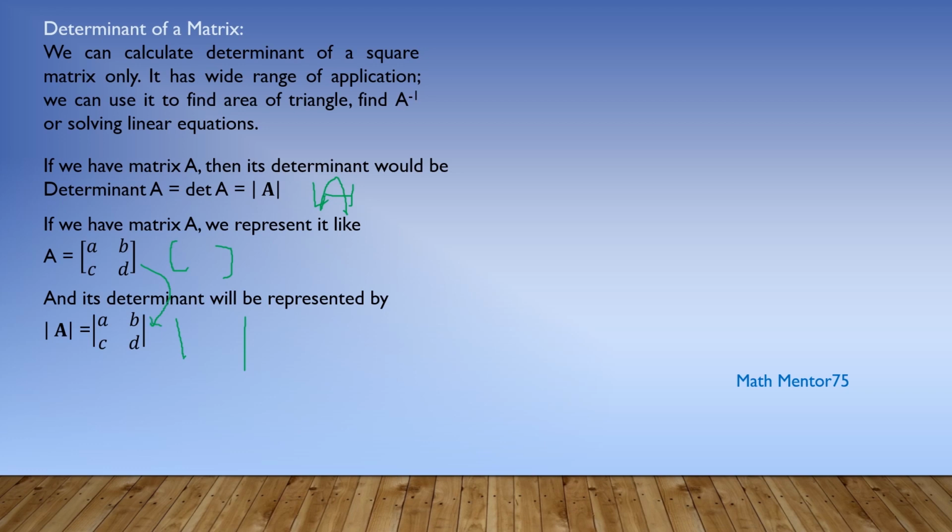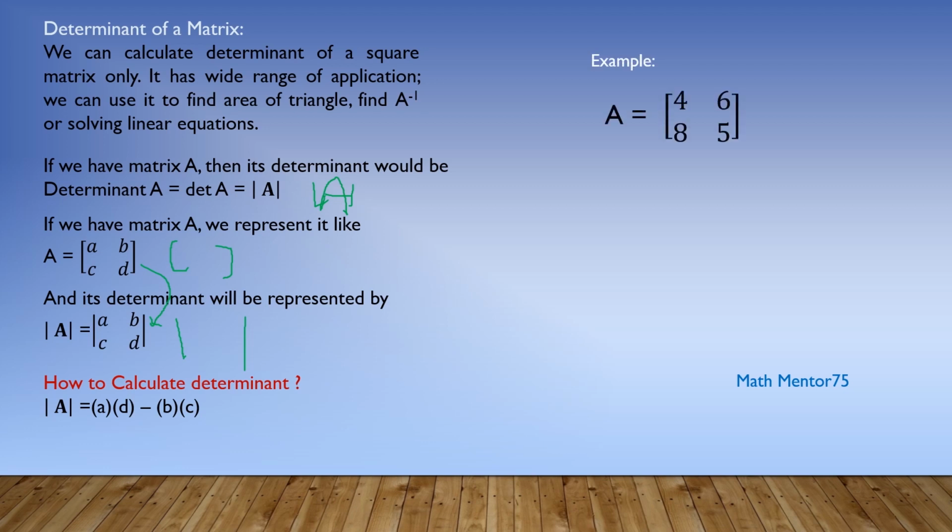Now the next step is how we are going to calculate it. What is the process? The process is we multiply the principal diagonal elements minus the product of the other diagonal, that is A times D minus B times C. After calculation we will get the determinant of a matrix. Now let's discuss one example regarding that. If you have a matrix 4, 6, 8, 5, is it a square matrix? Yes, it is a square matrix because it has two rows and two columns.